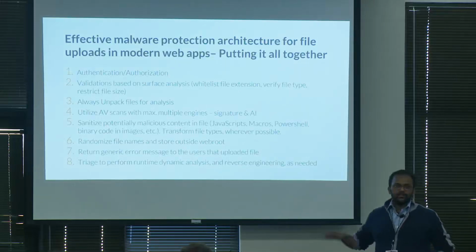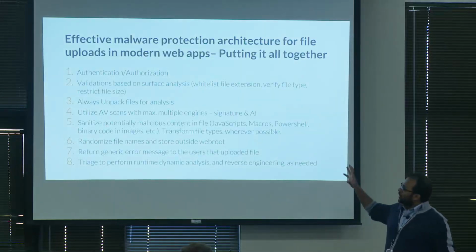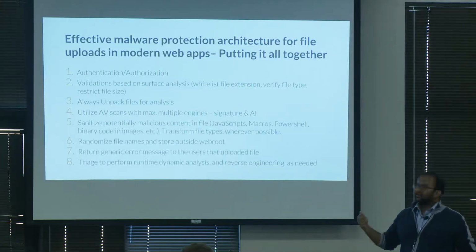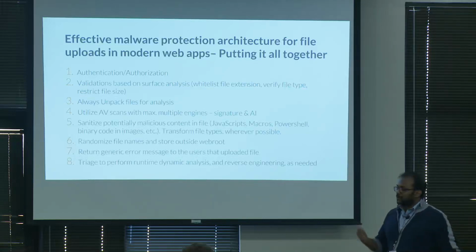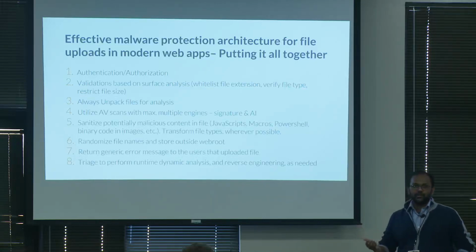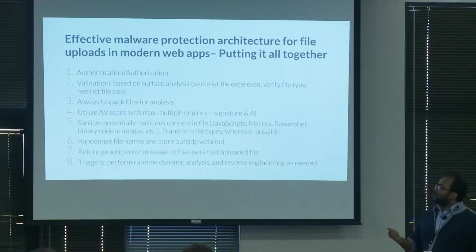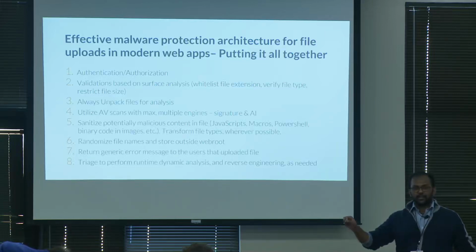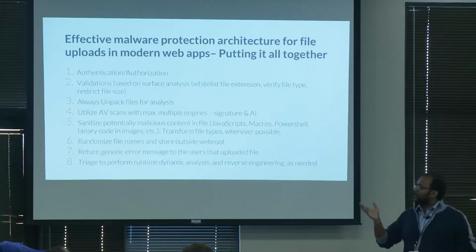So putting it together, these are the 8 steps in a sequence that I think would help secure a file upload. One, before something's accepted, we would want to authenticate and authorize the user. Without authorizing, we don't want anyone on the internet to be allowed to upload a file. Number 2, there should be a set of validation or enforcement based on the surface analysis of the file. That ties back into the business case of the application, to say this application can accept X, Y, and Z, but not other types of files.